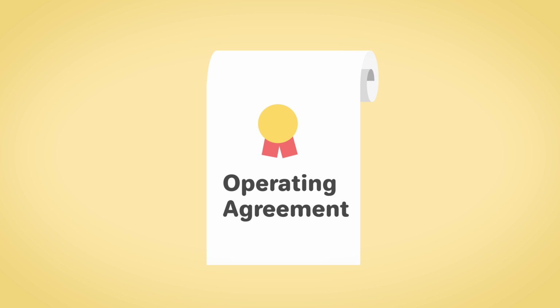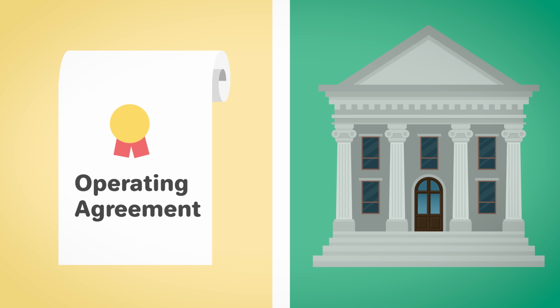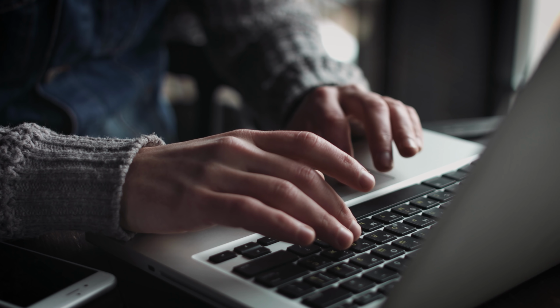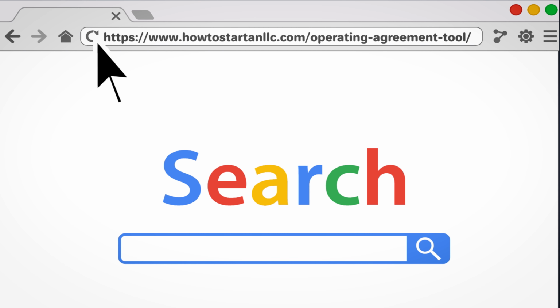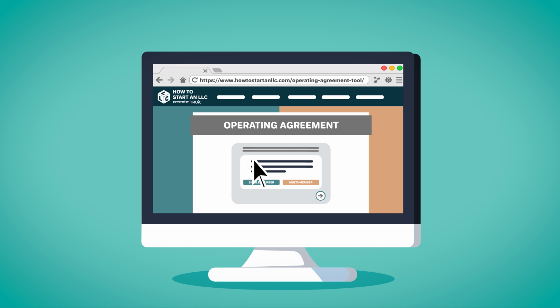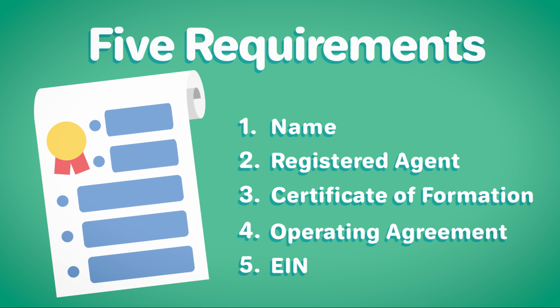An operating agreement is an internal document. It does not need to be filed with the state. However, it should be updated every time there is a change in membership or management at the company. You can download a free sample operating agreement or create a custom one using our free operating agreement tool at howtostartanllc.com.